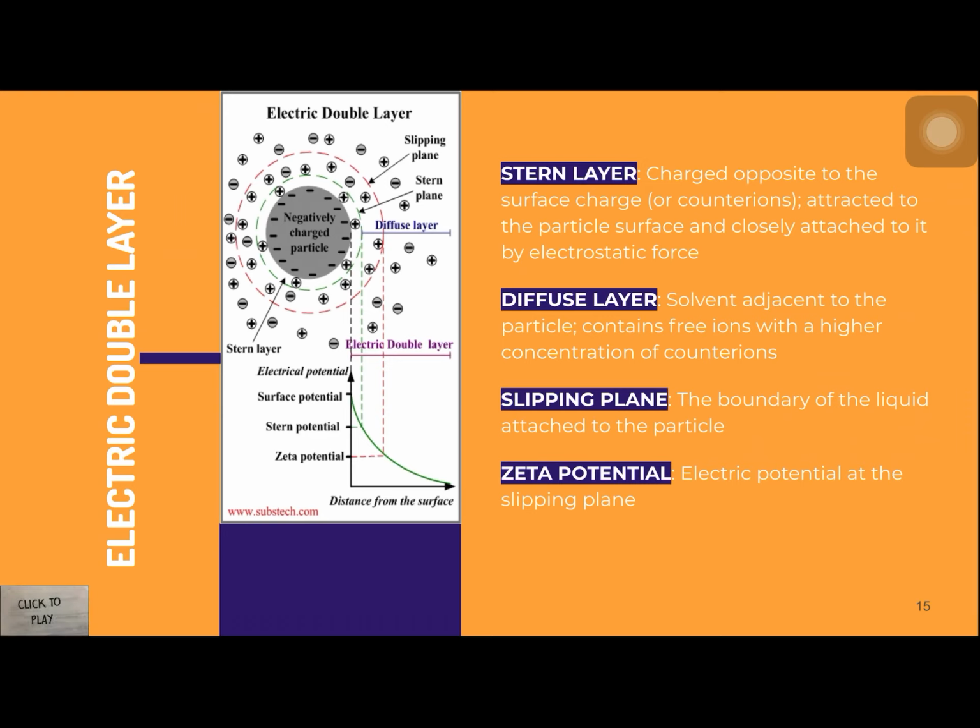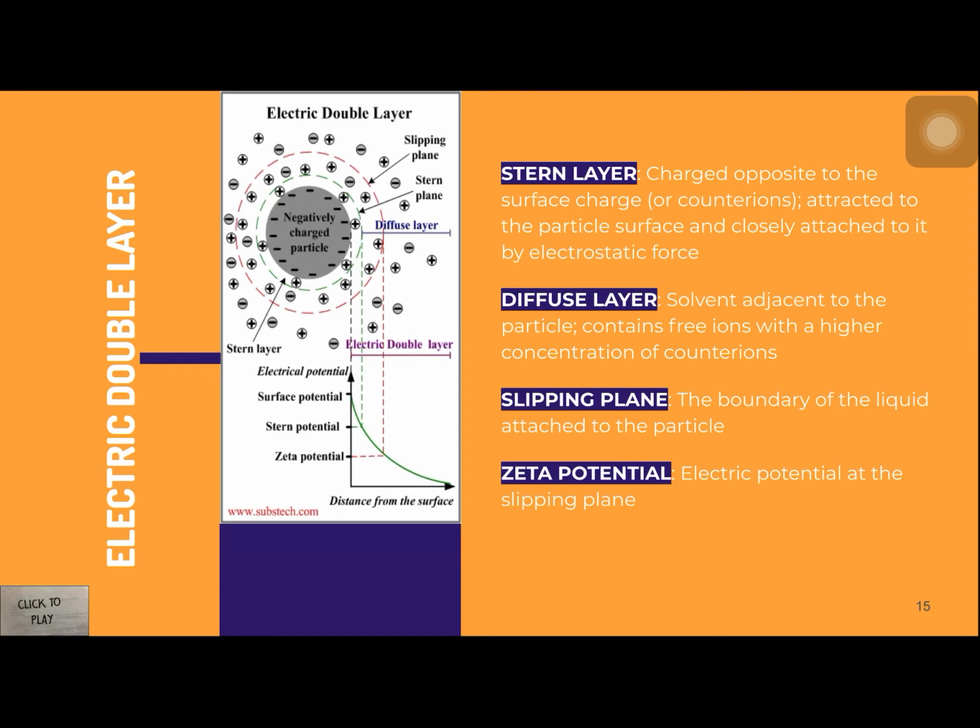Electric double layer is the phenomenon playing a fundamental role in the mechanism of the electrostatic stabilization of colloids. Colloidal particles gain negative electric charge when negatively charged ions of the dispersion medium are adsorbed on the particle's surface. A negatively charged particle attracts the positive counterions surrounding the particle.